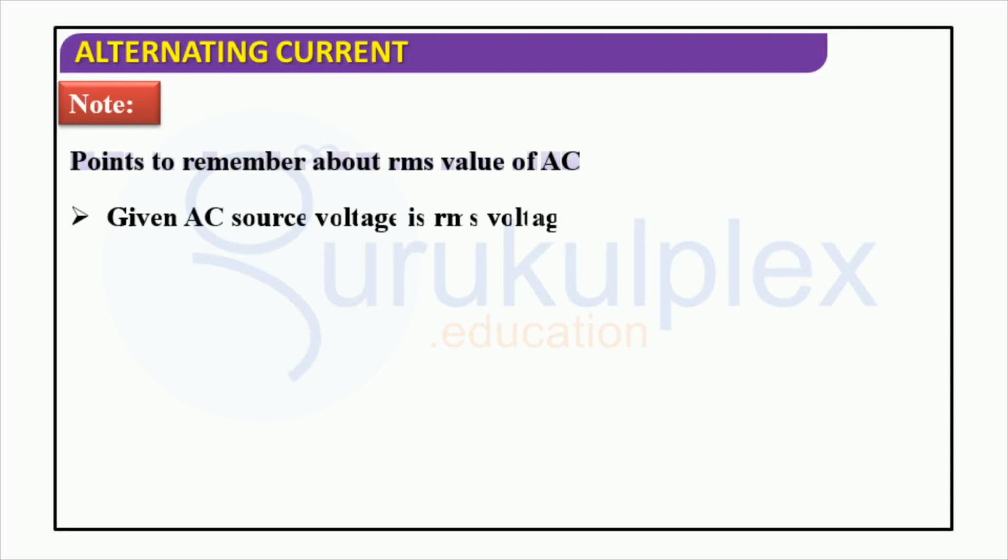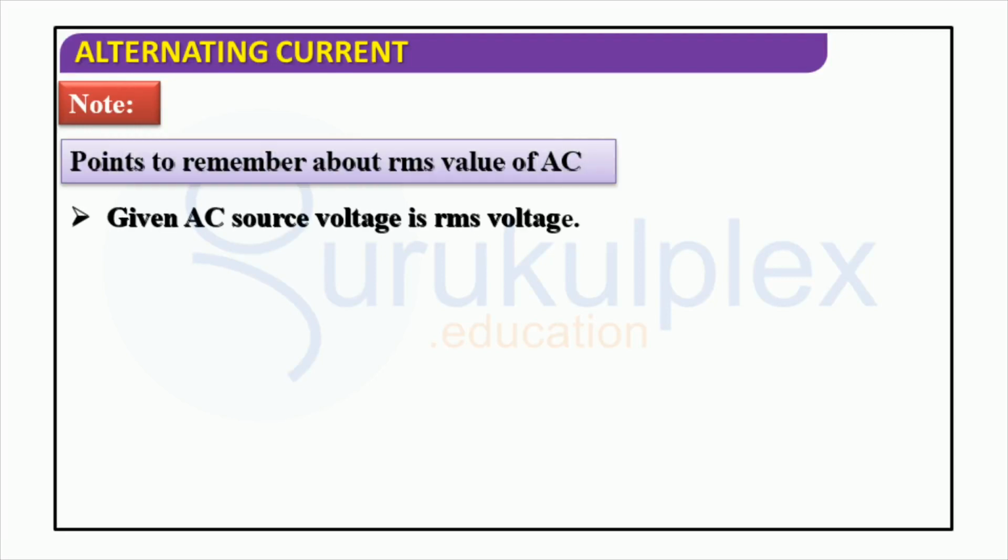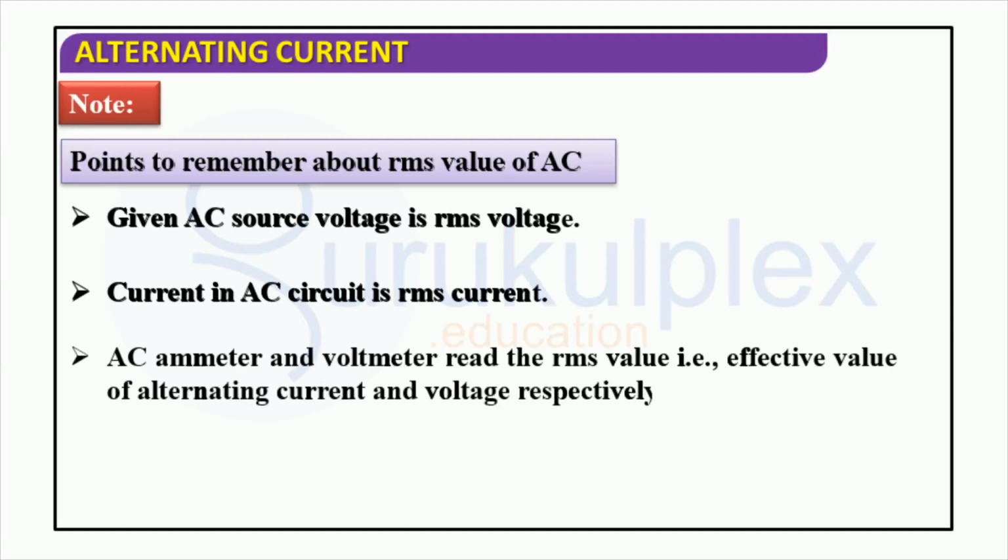Today's topic is alternating current, particularly the RMS value of AC. It is known that the voltage of an AC source is its RMS voltage, and the current in an AC circuit is its RMS current. Furthermore, it is noteworthy to recognize that AC ammeters and voltmeters are both reading the RMS value, also referred to as the effective value of alternating current and voltage.